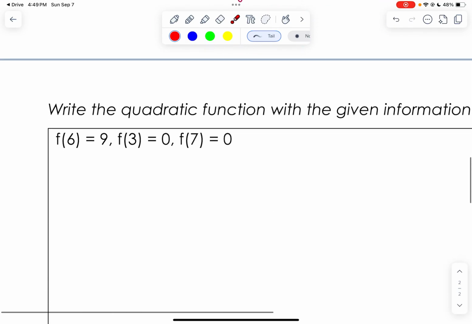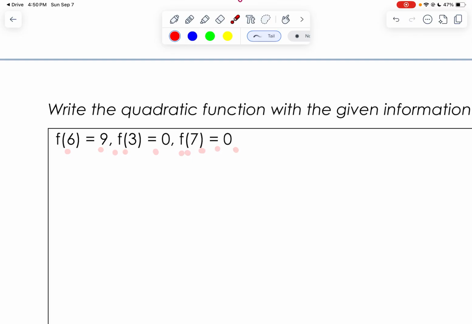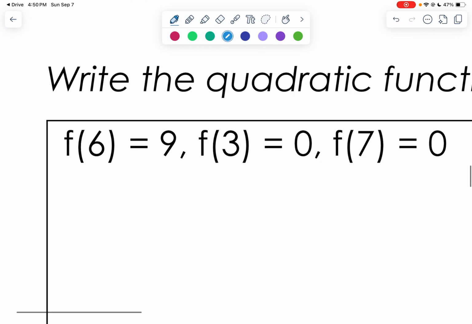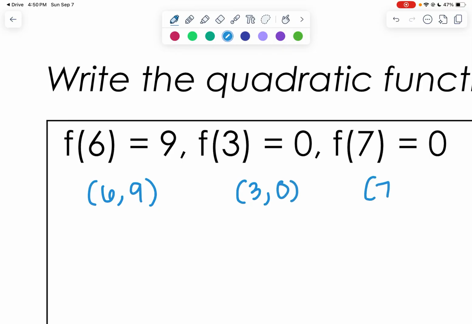It just says write the quadratic function. Now, if this says f of 6 equals 9, f of 3 equals 0, f of 7 equals 0, these are points, they're just written differently. You have to remember f of x equals y. So this is just like saying this is (6, 9), inputs and outputs. This is (3, 0), and this is (7, 0). And these aren't just any 3 points. I don't have to set up a 3x3 for this one because if you catch it, these are your x-intercepts.